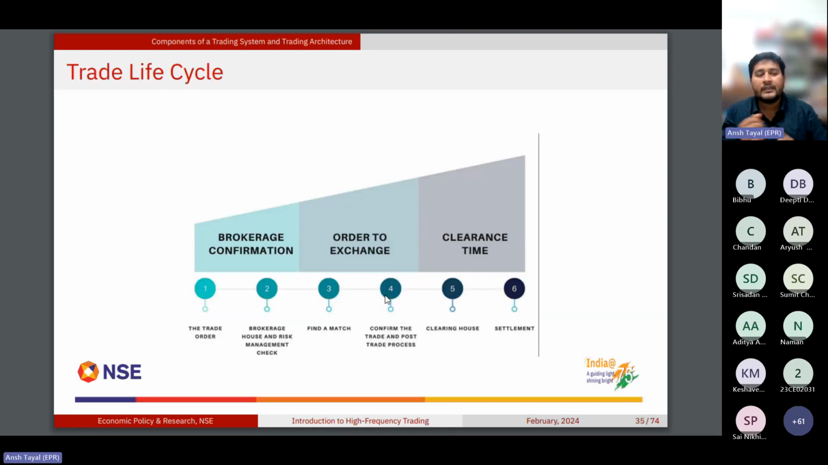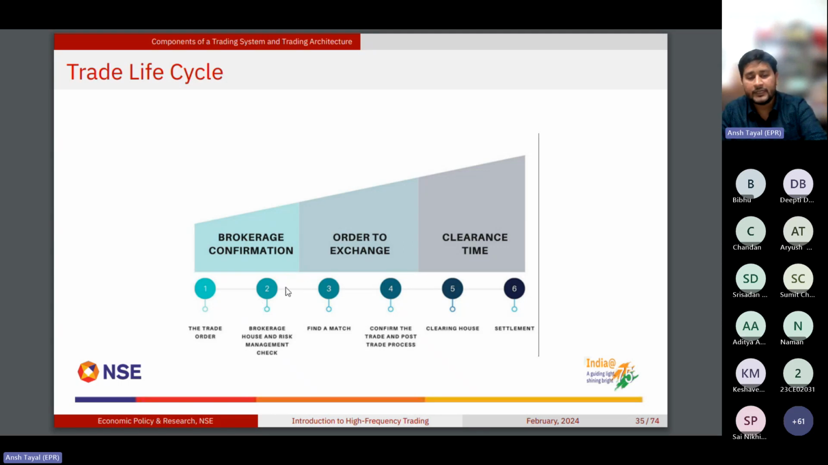Now, what is the trade life cycle? That was the architecture, but now, what stages does your order go through? You might not realize it because you are just placing your order on your phone or your laptop, and you're getting a confirmation. But what happens in between? So once you place the order, your order goes to the trading member server, and there are risk management checks. For example, if you are trading in derivatives, you would need a certain level of margin that is required. So there are risk management checks at the broker's end.